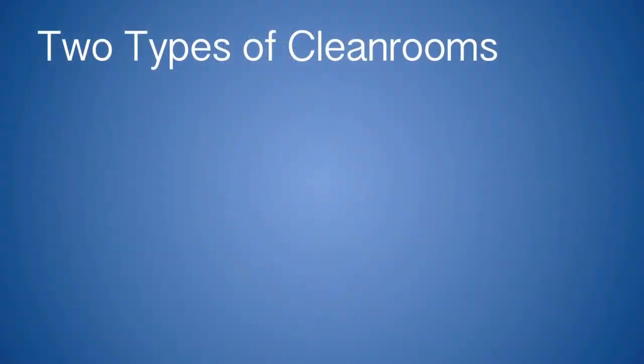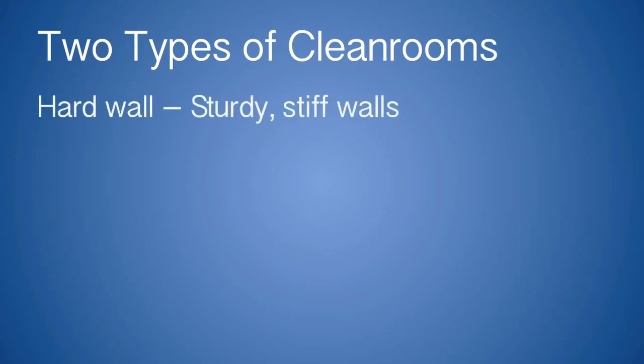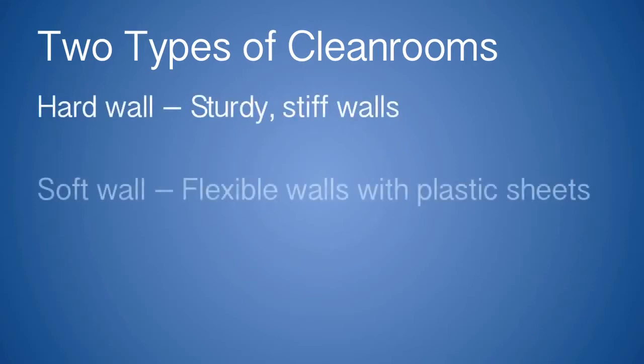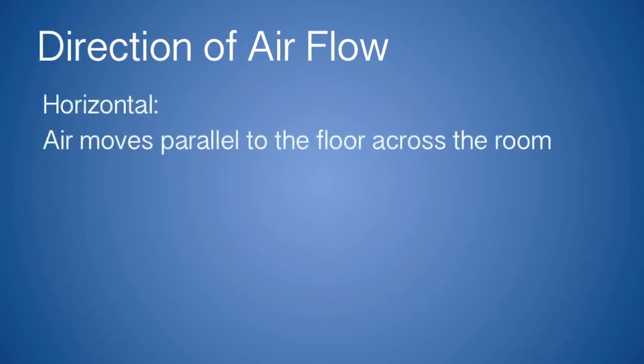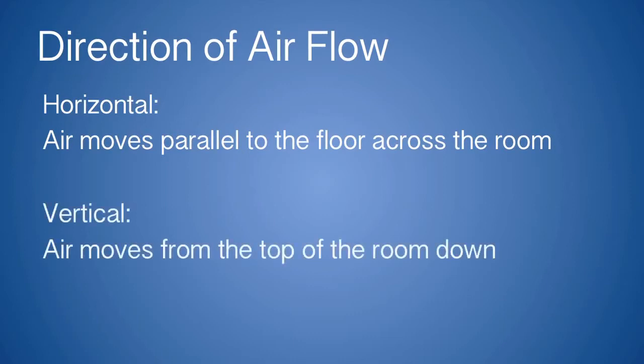There are two different types of cleanrooms. Hard-wall cleanrooms have sturdily constructed, rigid walls. Soft-wall cleanrooms have flexible walls, such as plastic sheets or strips. Hard-wall cleanrooms are typically cleaner than soft-wall, but the processes to avoid contamination are similar in both. Cleanrooms can also be classified by the direction of the airflow. Some cleanrooms have horizontal airflow, in which the filtered air enters at one wall and exits through an opposite wall. Vertical flow cleanrooms provide filtered air from the ceiling, and the air flows downwards towards the floor.